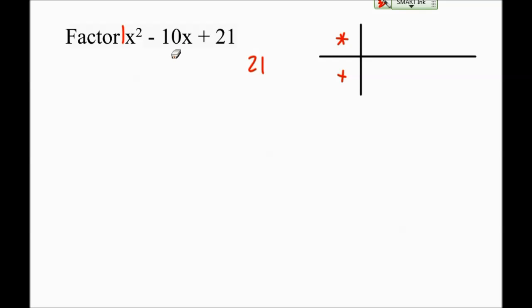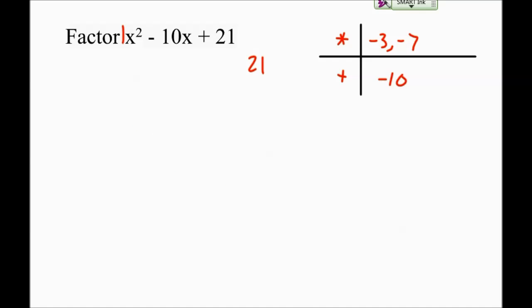Let me give you a hint on this one. They're both going to be negative, because I know a negative times a negative gives me a positive number, and a negative plus a negative is negative. So in this case, we're going to use negative 3 and negative 7. I add those together and I get negative 10, and multiply them, you get 21. So these are the two numbers that we're going to be using.